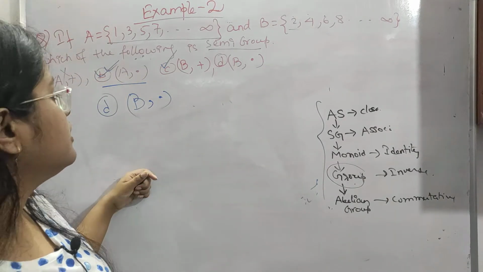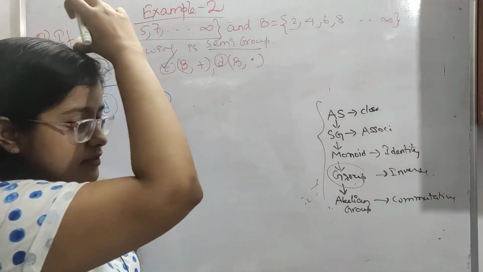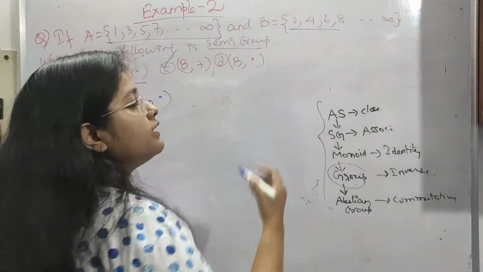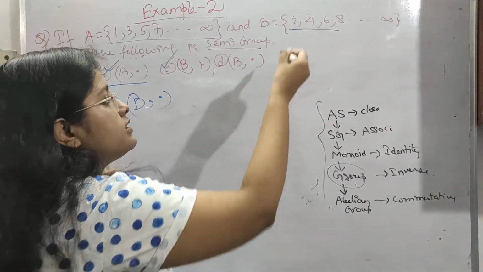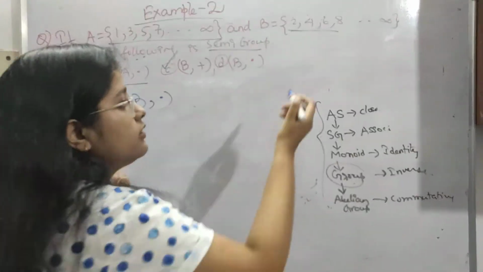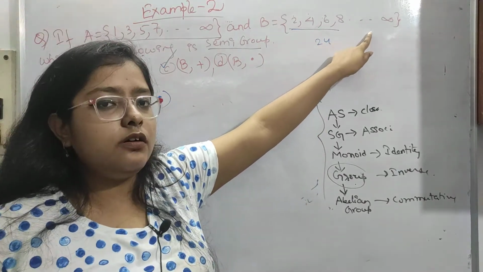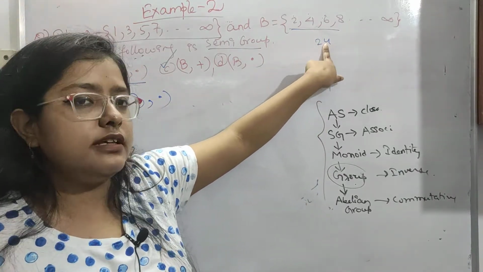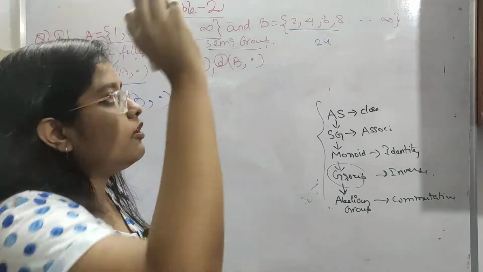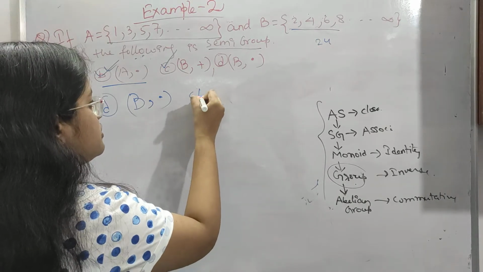So now next, B, comma, is multiplication. So multiplication is applied in this B. B contains even numbers. If we multiply any two, let's say we are multiplying 4 and 6, 4 times 6 is 24, right? 24 will always be present in this set because this contains all the even numbers. So 24 is an even number, it will be present. Even multiplied with even will always give you some even number. Okay. So this is basically closed.